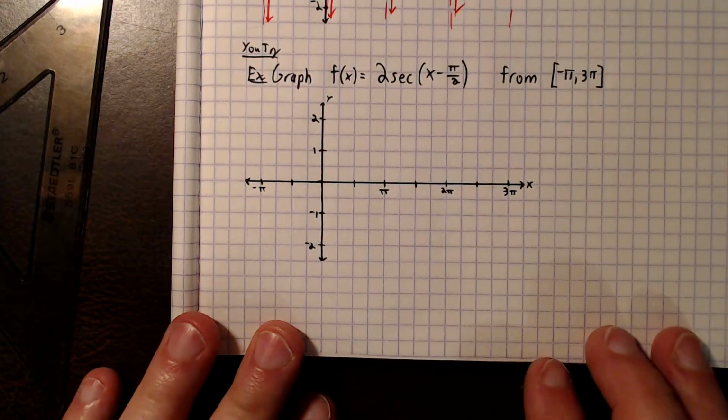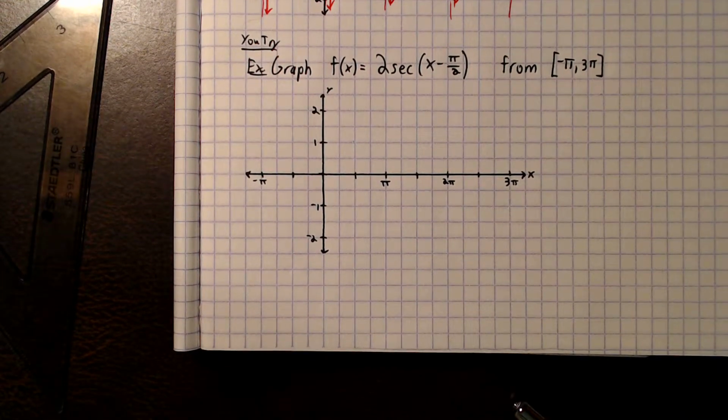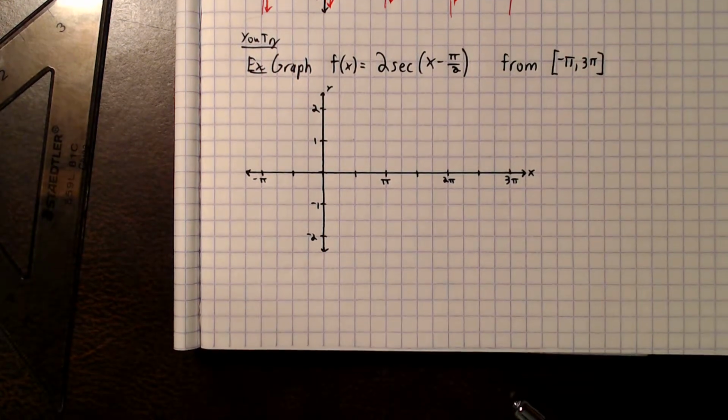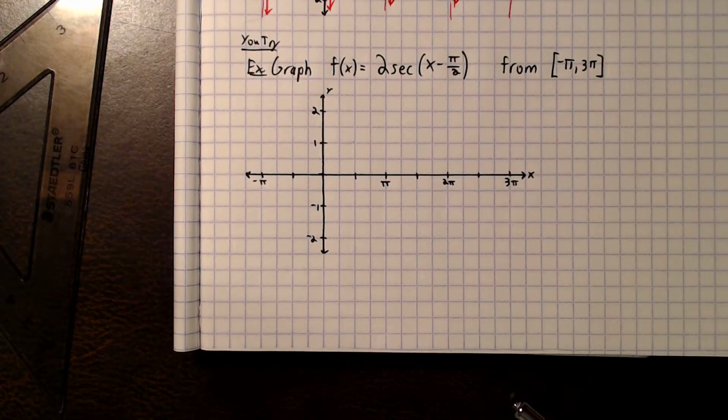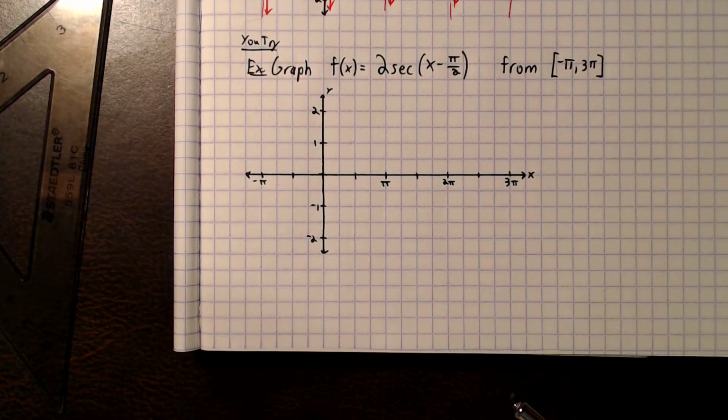Okay, we've got one more for you to try. It's from negative pi to 3 pi, so don't take too long with this one. Right, you're working with 2 times secant of x minus pi over 2. Pause this video and resume when you're ready to check your answer.